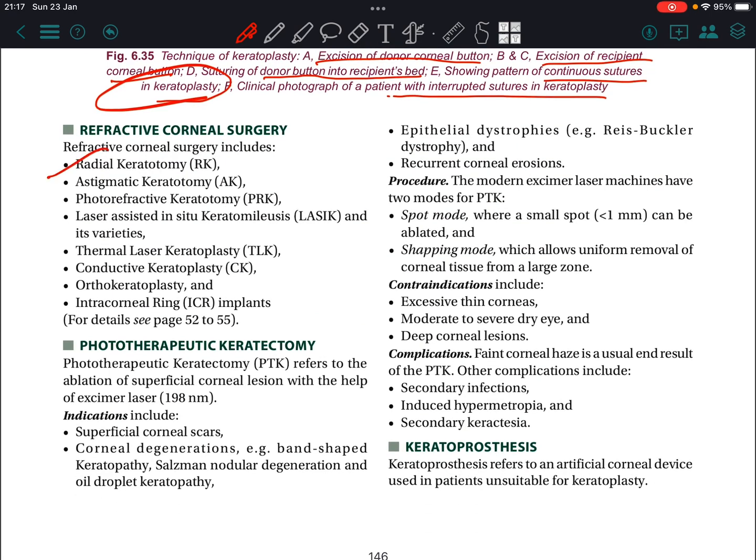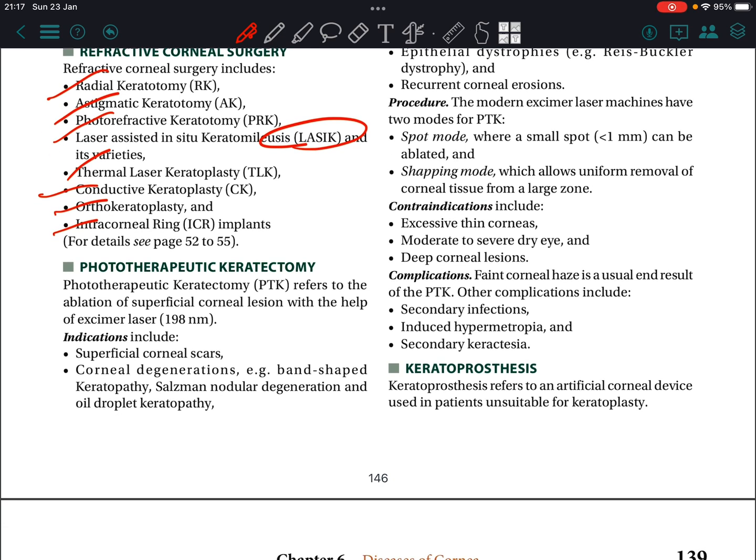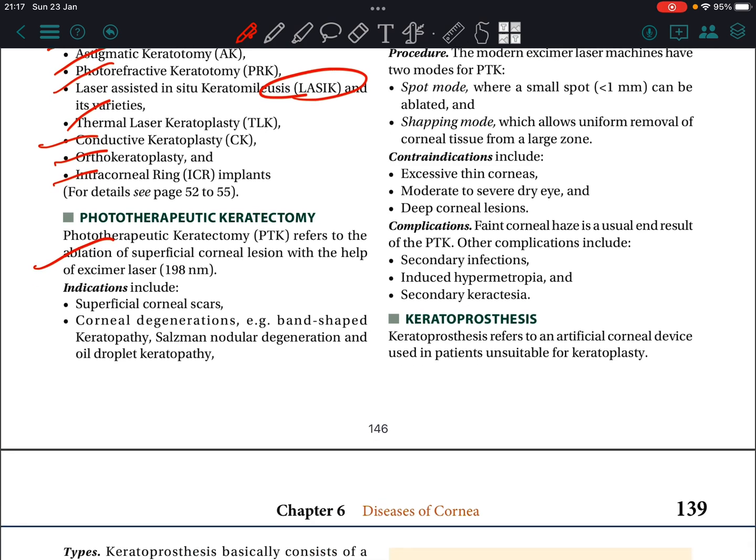Refractive corneal surgery includes AK, photorefractive keratectomy, laser assisted in situ keratomileusis, thermal laser keratoplasty, conductive keratoplasty, orthokeratology, intracorneal ring implants, and phototherapeutic keratectomy with ablation of superficial corneal lesions with the help of excimer laser.